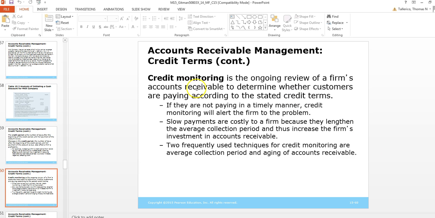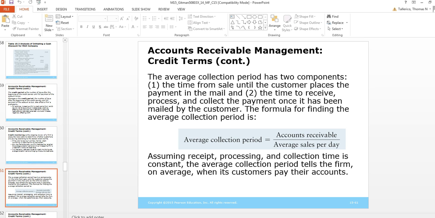All right, so there's a whole thing about credit monitoring here, and basically monitoring the accounts receivable, just to determine whether companies are paying on time. And this will affect your bottom line, right? All right, so remember this ratio. This was from Chapter 3. Again, the average collection period is the accounts receivable over the average sales per day.